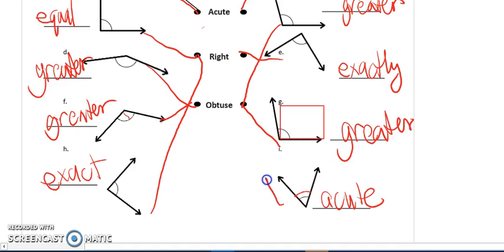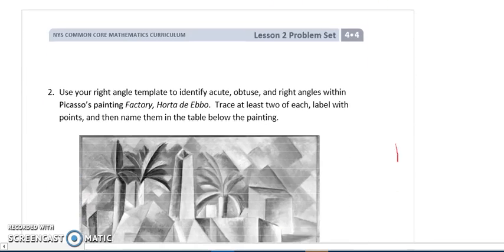I also always say, think about little puppies. When they're small, they're so cute. So I like to use that as a memory trick for acute, obtuse, and right.